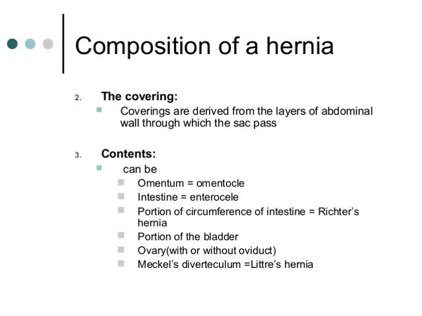The content. The most common contents are either omentum or intestine. A hernia containing omentum is called omentocele. A hernia containing intestine is called enterocele. If a hernia contains part or portion of the circumference of the intestine, it's called Richter's hernia. The hernia may contain a portion of the bladder, the ovary, with or without the fallopian tube, or it may contain Meckel's diverticulum, and in this case the hernia is called Littre's hernia. So any viscus can be found in the hernial sac except for the pancreas.